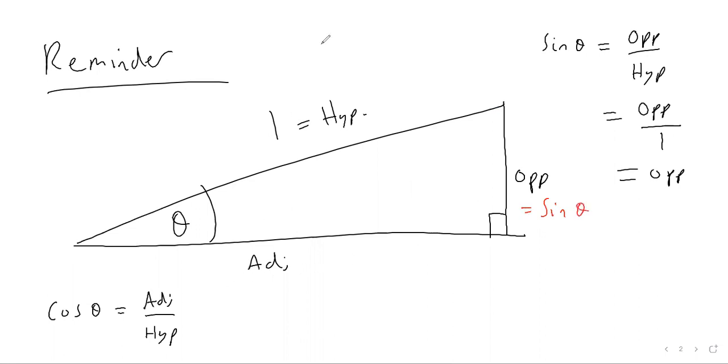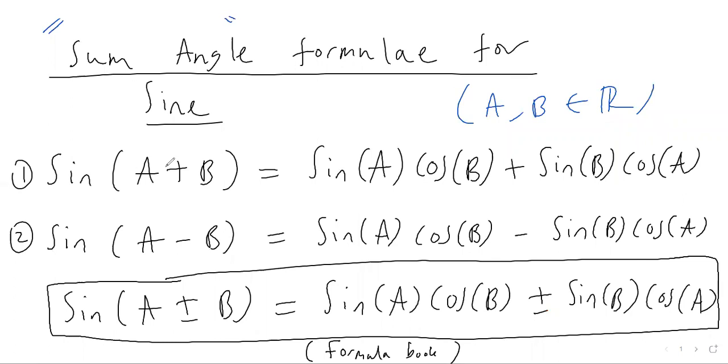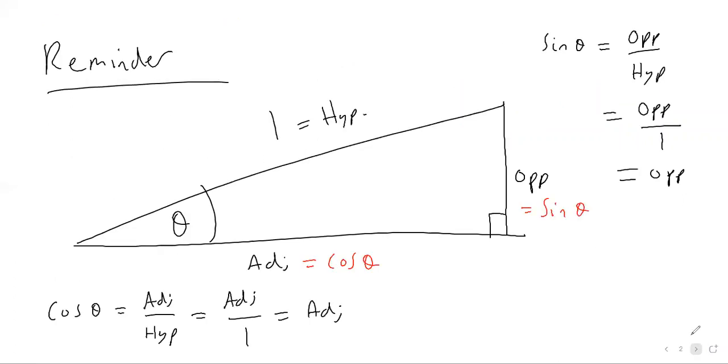The adjacent side is very similar. Your adjacent side divided by hypotenuse is cos, and adjacent divided by a hypotenuse of 1 just gives you adjacent. So your adjacent side is cos theta. That's going to be helpful with these proofs. We'll start off by proving the first one, the sum formula, where you add the two angles together. We're going to start with that one first.